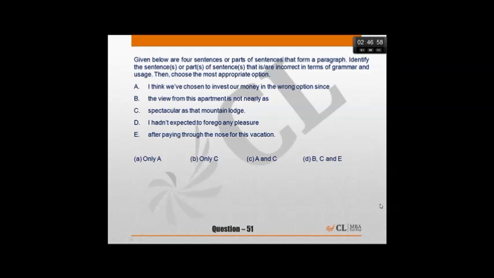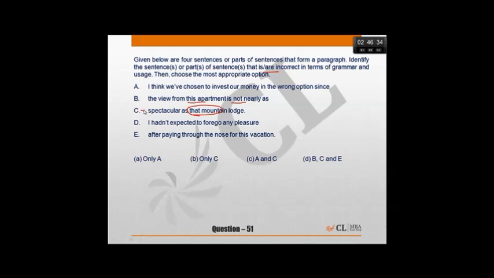Okay, question 50. Question 51. Let's start. This is the VA question, so should not be a problem. Identify which is correct, incorrect in terms of grammar and usage, then choose the most appropriate option. I think we have chosen to invest our money in the wrong option, since the view from this apartment is not nearly as spectacular as that from the mountain lodge.